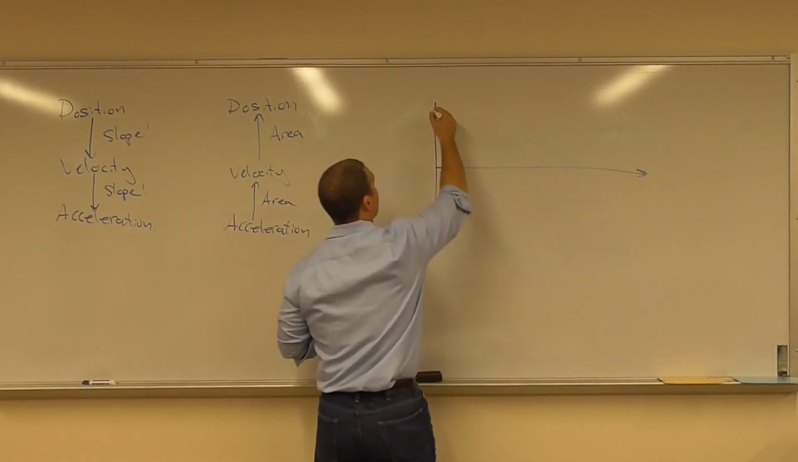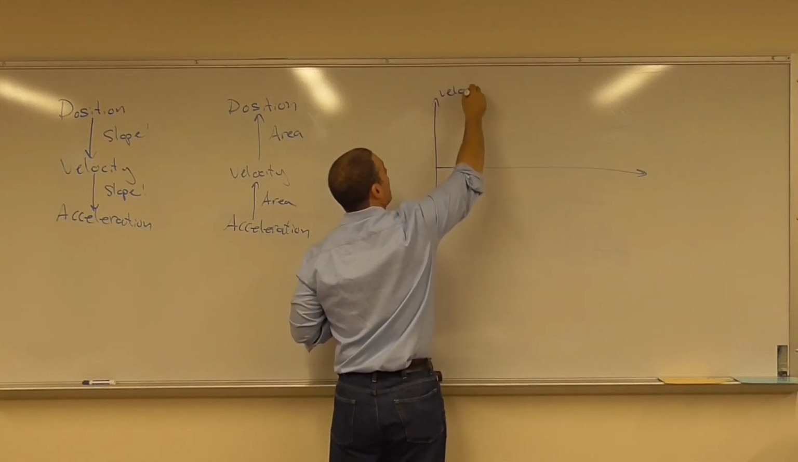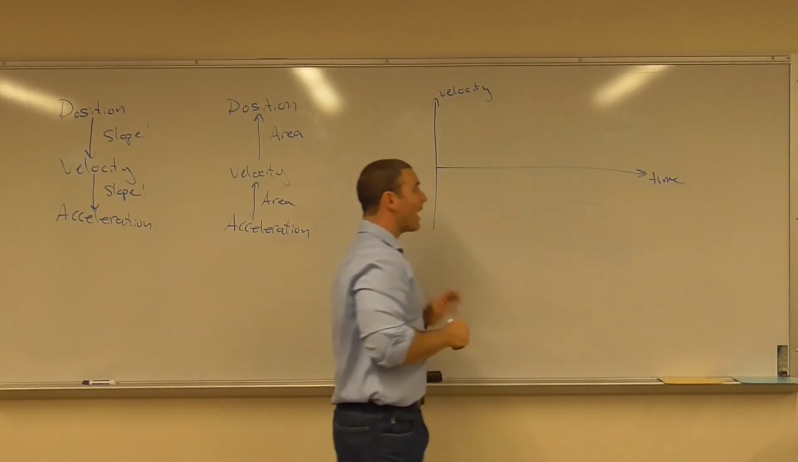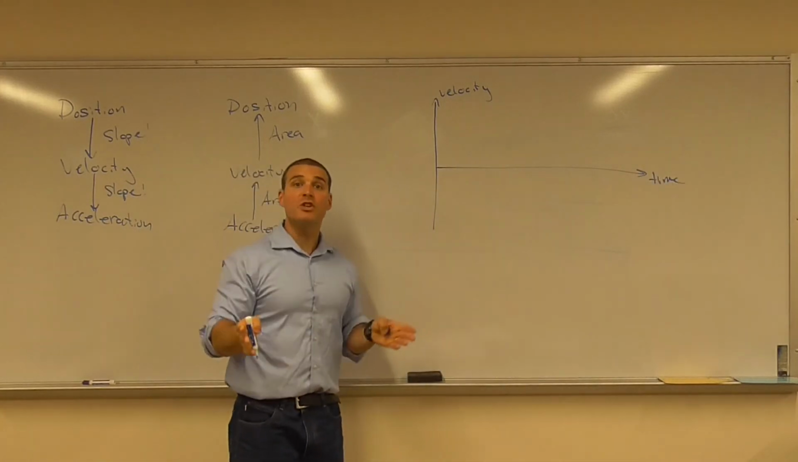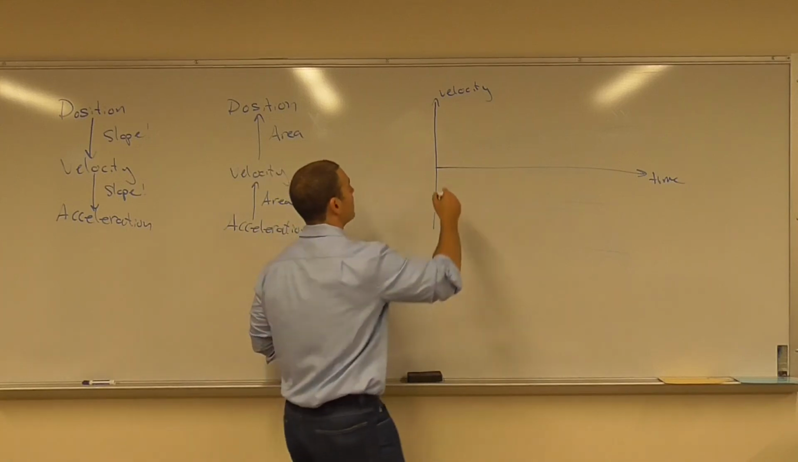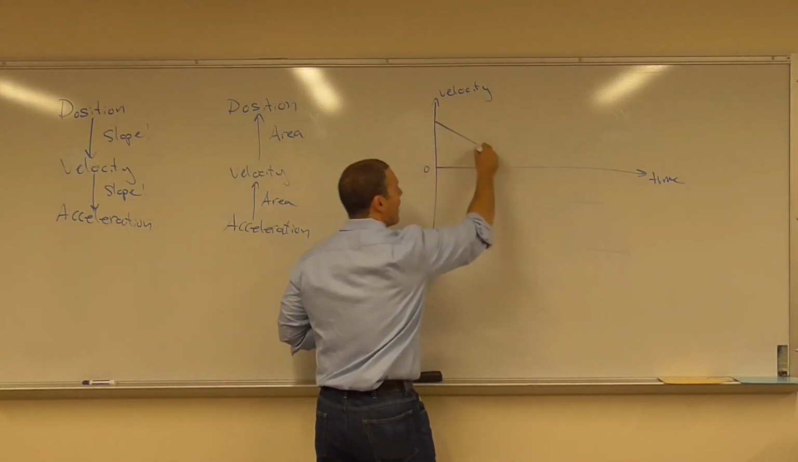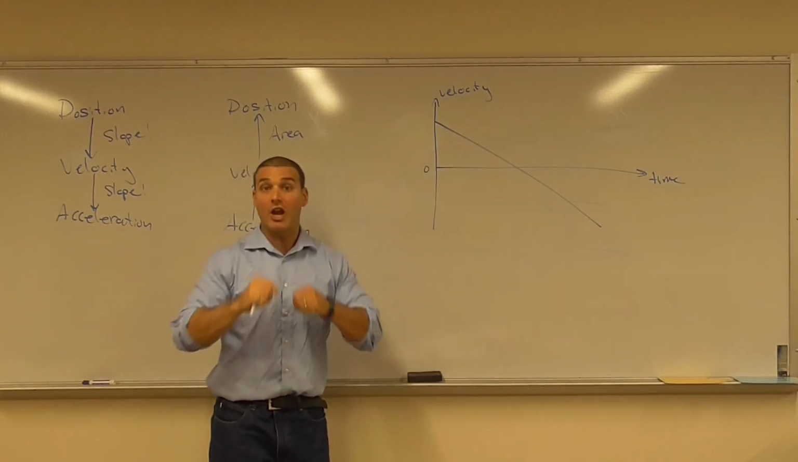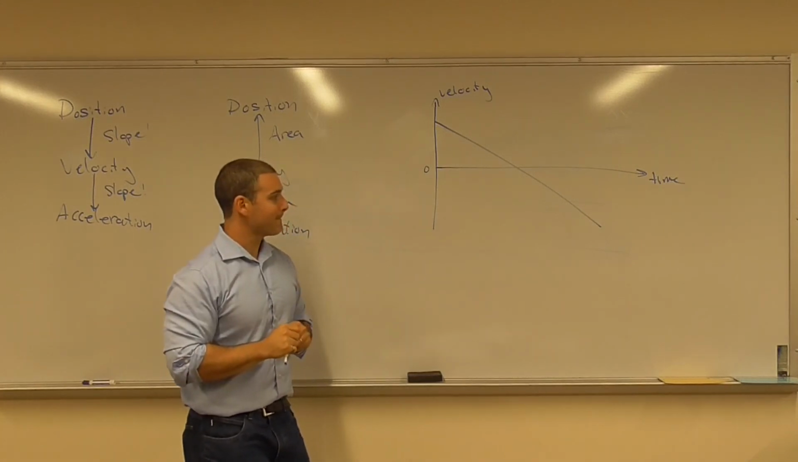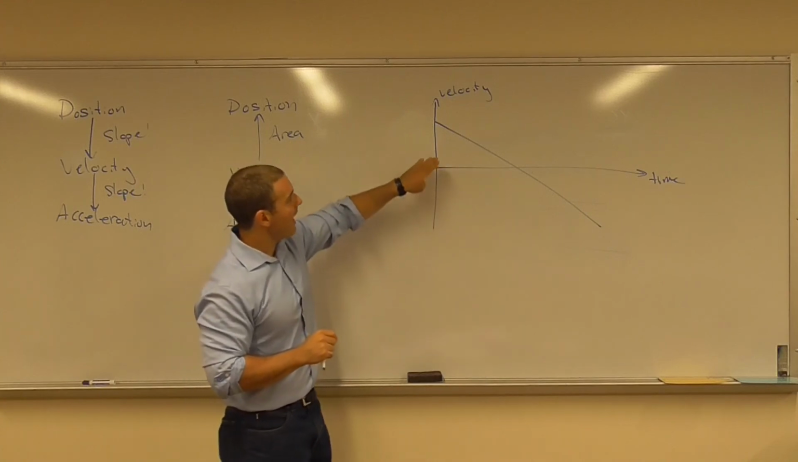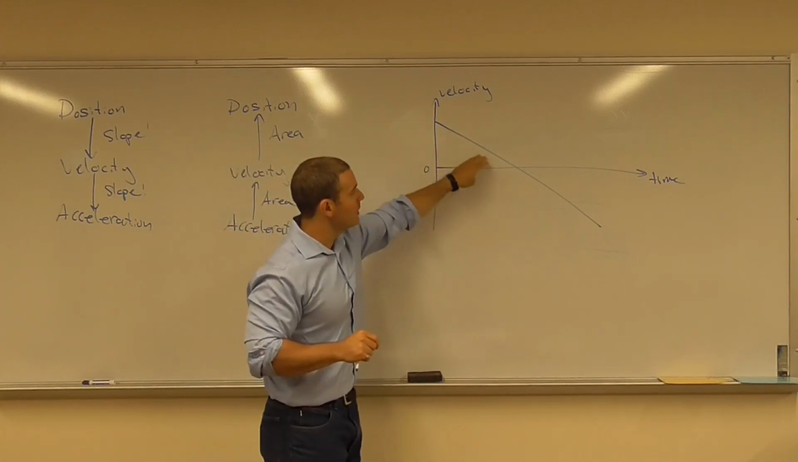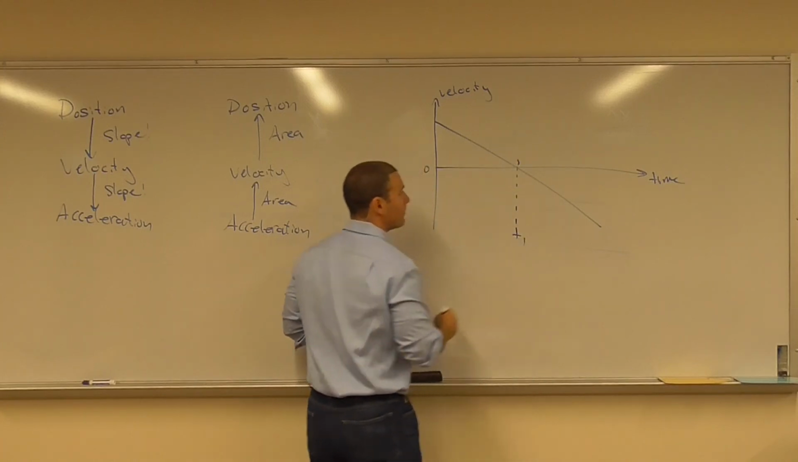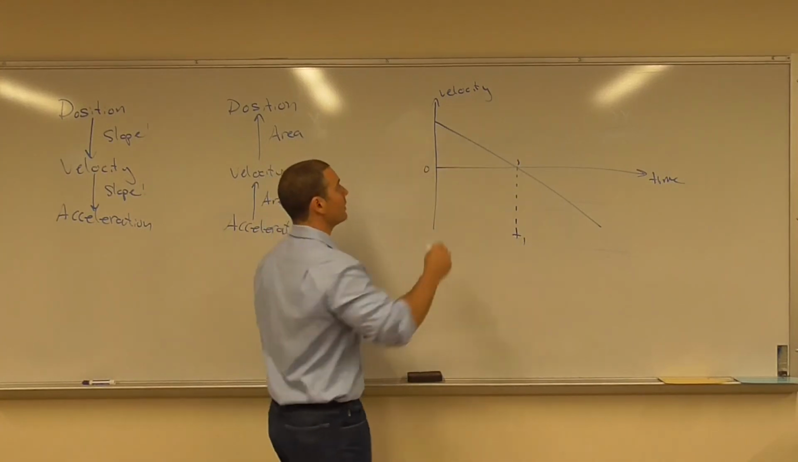Let's say that this is my velocity versus time graph. What I want to do is I want to calculate what the position versus time is. And let's say that this graph looks something like this. This is 0, and my velocity versus time graph looks like this. It's a straight line. So velocity is changing as a function of time. Well, if I want to know about the position, let's call this some intermediate time. Let's call this t1.